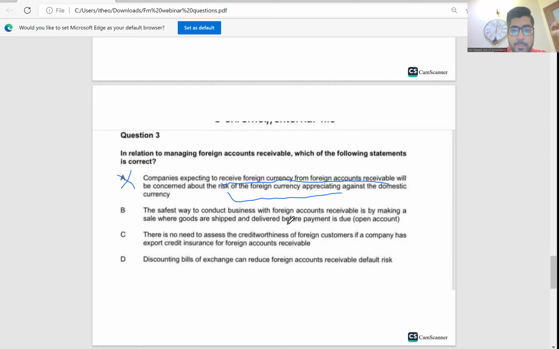The safest way to conduct business with foreign accounts receivable is by making a sale where goods are shipped and delivered before payment is due. A big wrong. So the safest way is not to ship them goods and deliver before payment; this is the dangerous way, not the safest way. Third, there is no need to assess the creditworthiness of foreign customers if a company has export credit insurance. This is also wrong. So the correct answer is D.